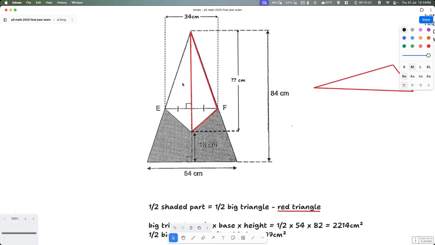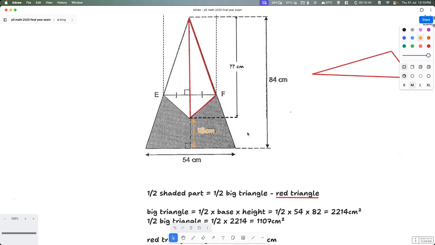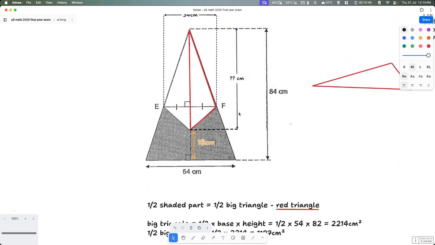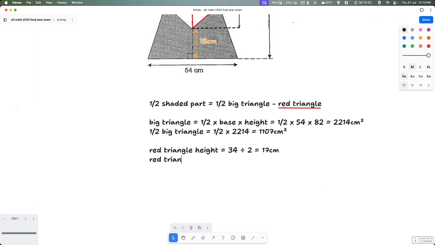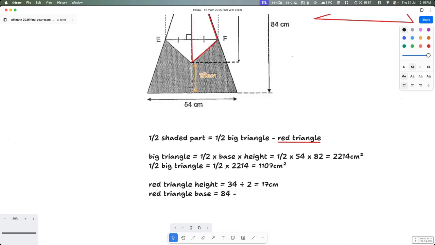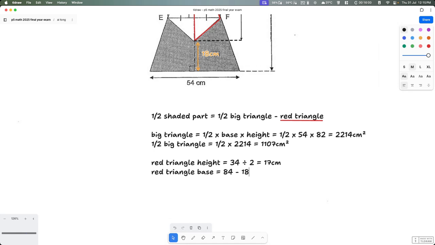So what about the base? The base over here, we know that this is 18 centimeters. If you really can't see, I'm just going to put yellow, 18 centimeters, so it's easier to see. I'll put the arrow as well, because you really cannot see. So this whole thing is 18 centimeters. To get the base of the red triangle, it is basically 84 minus, and then we know there's 18 centimeters.